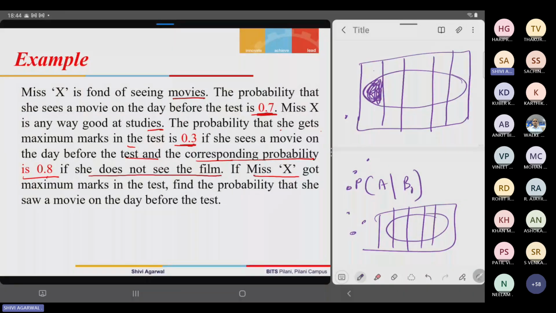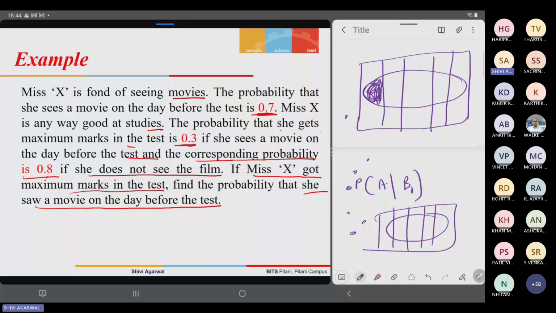Okay, if Miss X got the maximum marks in the test, just the opposite, she got the maximum marks. Find the probability that she saw a movie on the day before the test. Just the opposite, we have to find out the probability. So what we have to do, we have to apply the Bayes theorem. Because firstly she is seeing the movie, and then next day she is going for the exam.